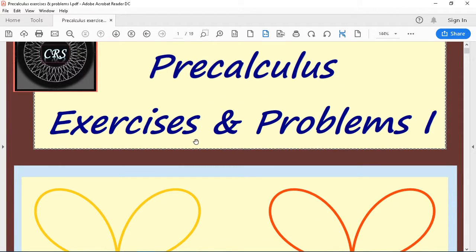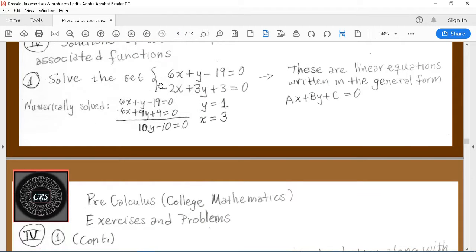Now we are going to continue with our series of solutions of systems of equations. Here we are going to start with this set of equations: 6x plus y minus 19 equals 0, minus 2x plus 3y plus 3 equals 0.